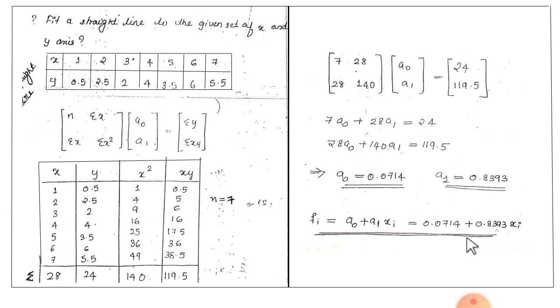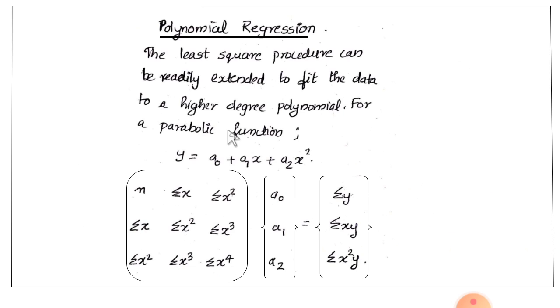This is how to fit a curve, how to fit a straight line. So here you have to learn this governing equation by heart, then you can easily solve the problem. Next it is polynomial regression. Polynomial regression is also called the method of least squares, that is the least square procedure.